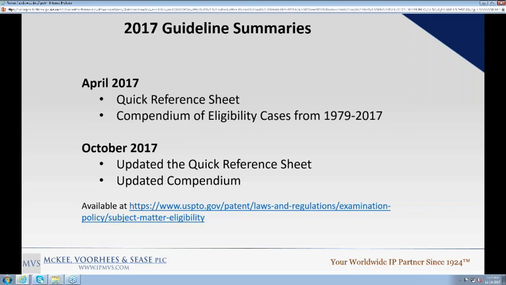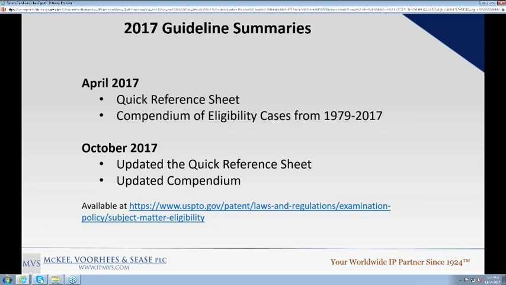Anyway, moving up here, April 2017, the USPTO released some additional guideline summaries. And they did two things that they released. They released a quick reference sheet, which categorized a lot of these different cases into abstract idea, law of nature, like what exception from patent eligibility did the different cases fall into. And it's a nice chart. I show some copies of it coming up here, but it's color-coded and kind of helpful.